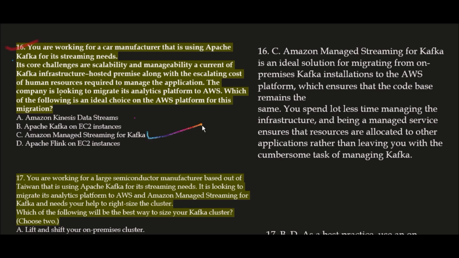Because Amazon Managed Streaming for Kafka is an ideal solution for migration from on-premises Kafka installations to the AWS platform, which ensures that the code base remains the same. You spend a lot less time managing the infrastructure, and being a managed service ensures that resources are allocated to other applications rather than leaving you with the cumbersome task of managing Kafka.